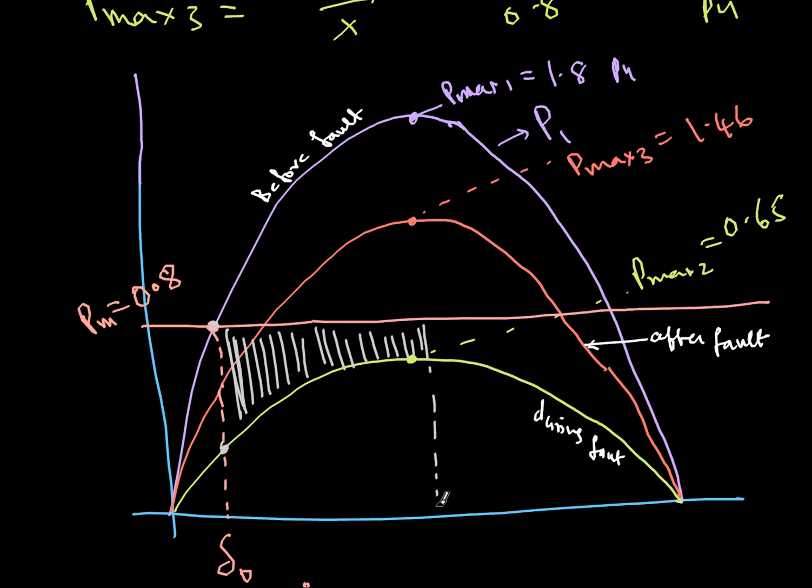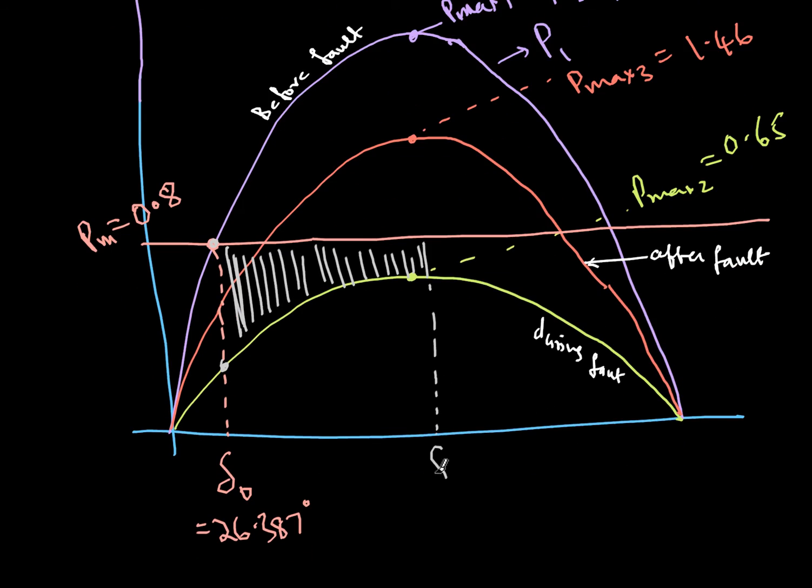the fault is cleared. Let's denote this as delta C. Here I am assuming that the critical clearing angle is delta C, which is what I want to find out. This is unknown. Then I'll directly jump from this point to this point, because now I am on this curve, since the fault is cleared. This red curve is the post-fault curve. Mechanical power is still 0.8, electrical power is almost here. So this area will be my decelerating area.